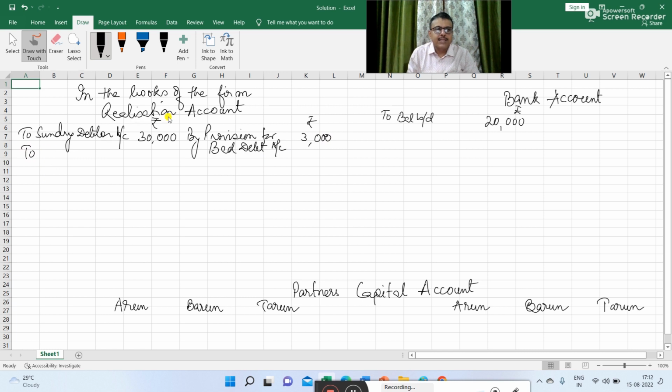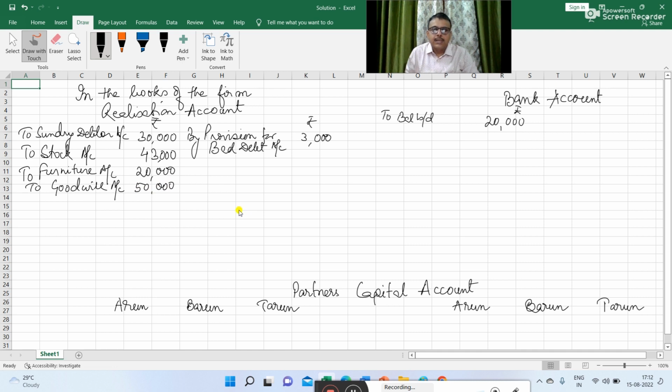Next is the balance of stock. So realization account debit to stock account. So this is 43,000. The next item is furniture. So realization account debit to furniture account. This is 20,000. And the next item is goodwill. So realization account debit to goodwill account 50,000.